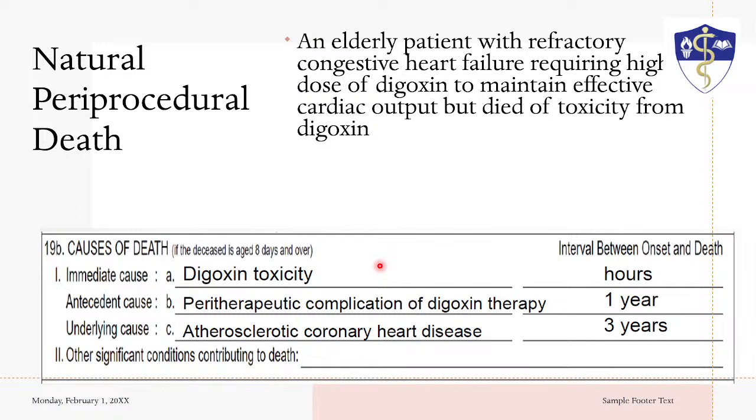Okay, so atherosclerotic coronary artery disease is the one reason why digoxin therapy was given in the first place. So the patient is already dying from atherosclerotic coronary heart disease or ischemic heart disease. So you can place that here. When did he have that? 3 years ago. How do you know that he's dying from that? Because there is already congestive heart failure.